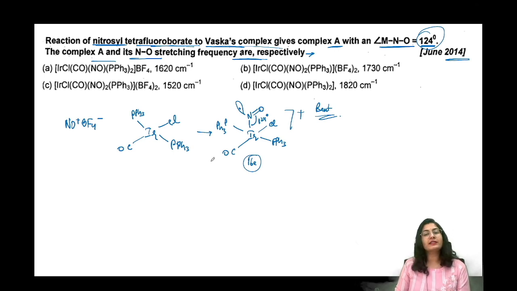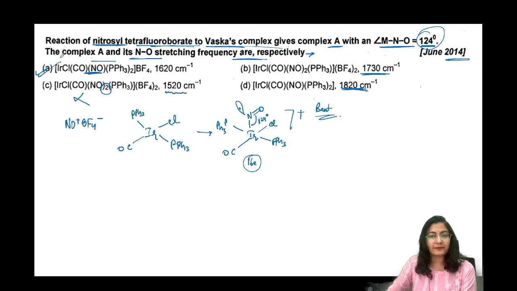You should remember the example that it is going to be connected in a bent manner. Okay, so what is the frequency of the bend? It is absolutely not so high. It is going to be lower, around 1520 or something, or around 1620. But you also have to see how many nitrosyls are connected. Only one. So only one nitrosyl will be connected, not two. This is wrong. Only A is the correct answer. Very simple.